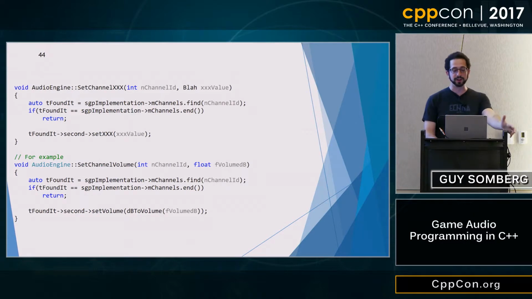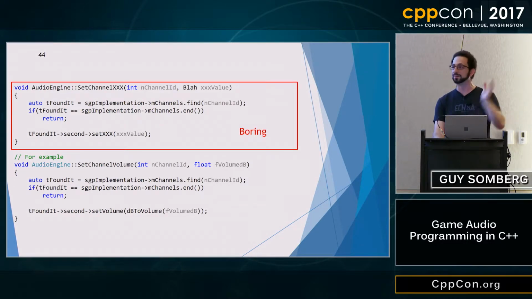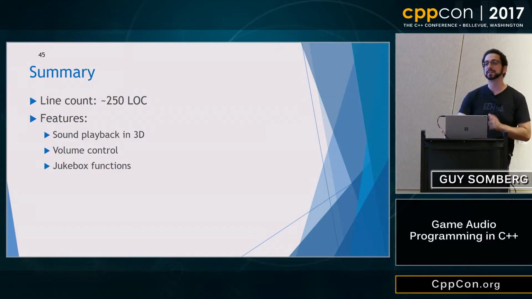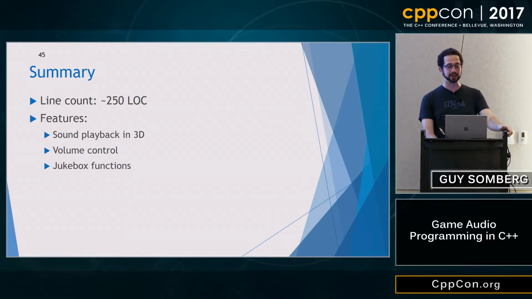The rest of the functions all follow this pattern. We check to see if the channel exists, and then we set a parameter on it. They're all boring. They all follow the same pattern. All in all, it's about 250 lines of code, and you've got an audio engine that features sound playback in 3D, volume control, and some simple jukebox functions, plus whatever other kind of parameters you want to set.